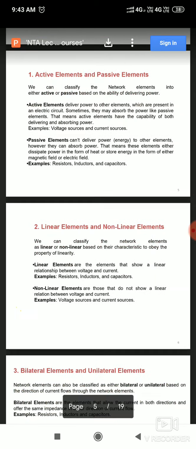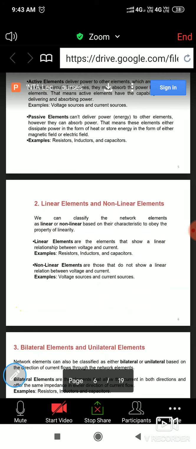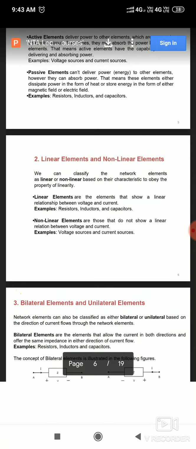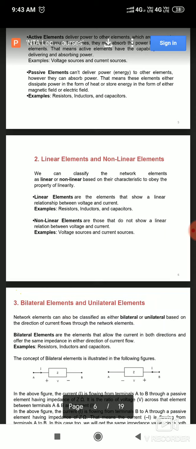So, whatever we are learning in the network subject, we are dealing with both active as well as passive elements. Okay, now next one, linear elements and non-linear elements. Linear elements are those elements which show a linear relationship between voltage and current.